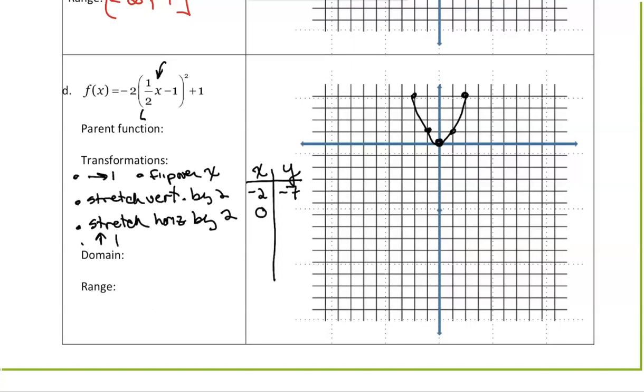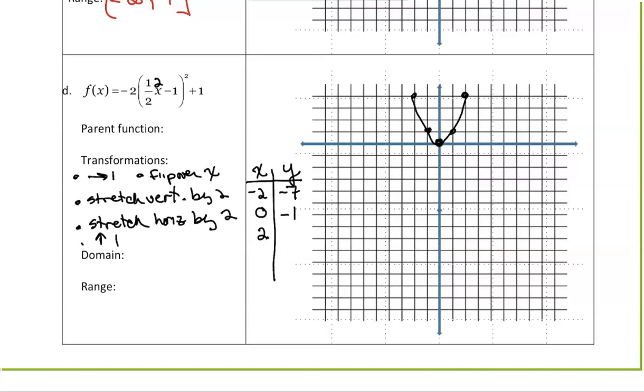If you plug a 0 in, 1/2 times 0 is still 0. 0 minus 1 is still -1. Square -1, and you get +1. +1 times -2 is -2. Plus 1 is -1. Okay, that was not bad either. Let's continue in this fashion. Why don't I try a 2? 2 is going to work out great because 2 over 2 is 1, and 1 minus 1 is 0.